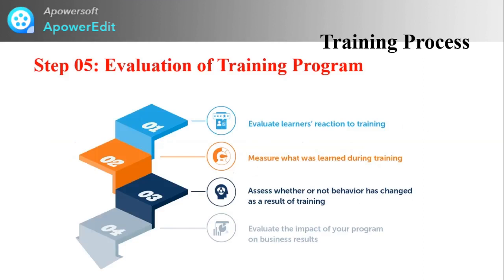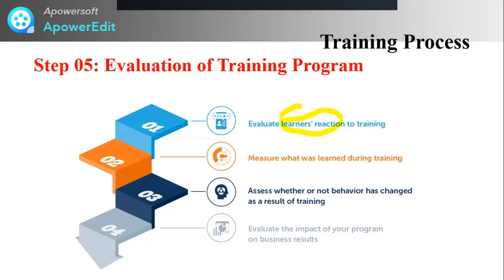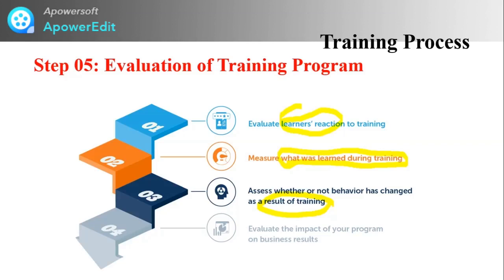Here I use 4 criteria to understand how to evaluate the training program. According to this, we can evaluate the effectiveness of the training program through the learners' reaction, the reaction of the participants. The second one, we can measure what was learned during the training. What concepts, skills, activities, and attitudes were transferred from trainer to trainees. In the third level, assess whether or not behavior has changed as a result of training. After the training program, we can assess whether the trainees' or participants' behavior has changed or not. We can check. The last one, evaluate the impact of your program on business results.